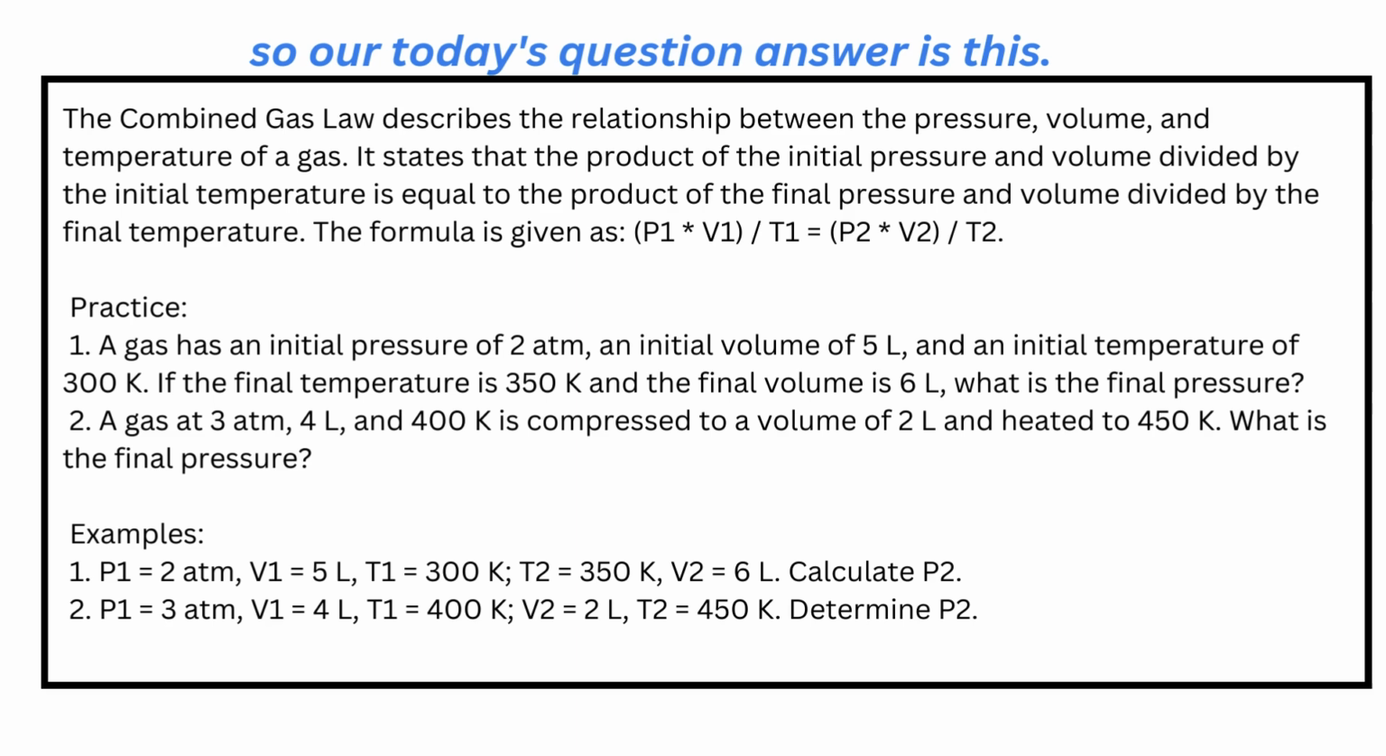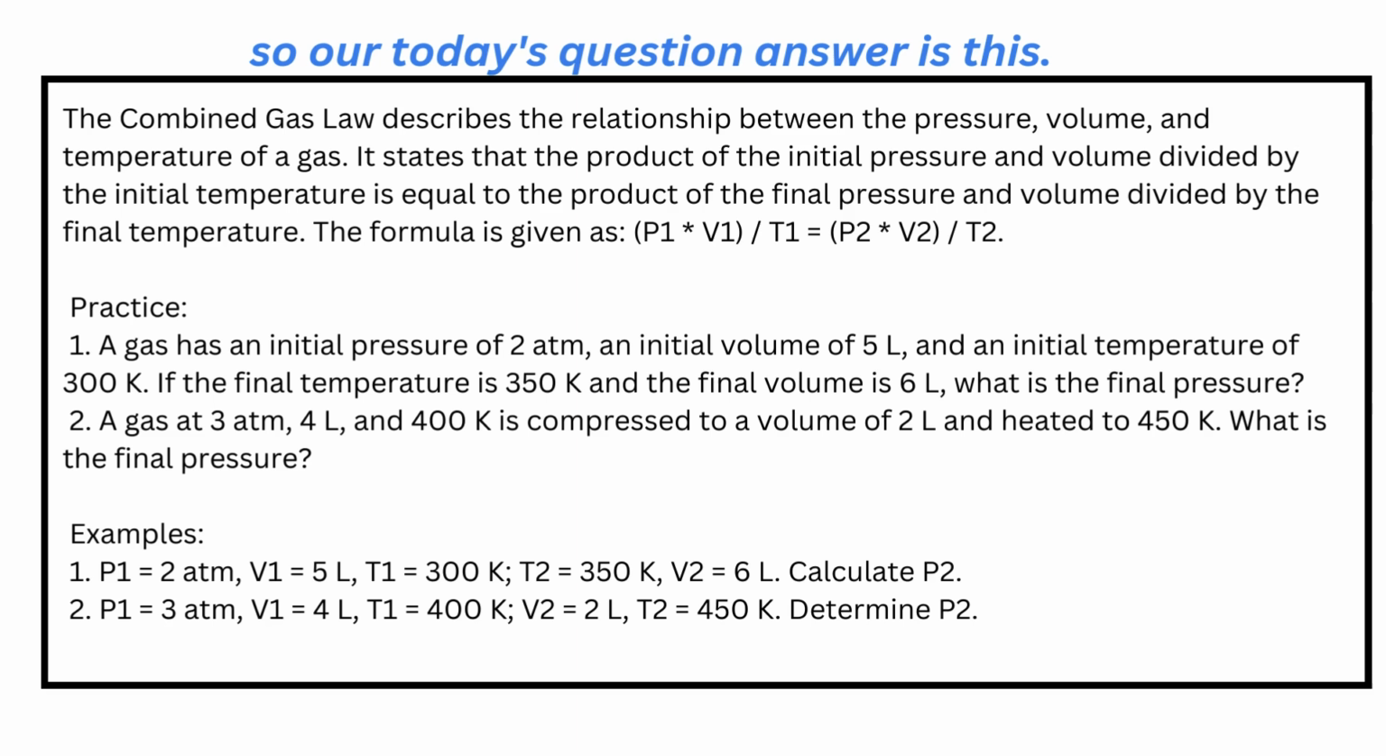Practice 1. A gas has an initial pressure of 2 atm, an initial volume of 5 L, and an initial temperature of 300 K. If the final temperature is 350 K and the final volume is 6 L, what is the final pressure? 2. A gas at 3 atm, 4 L, and 400 K is compressed to a volume of 2 L and heated to 450 K. What is the final pressure?